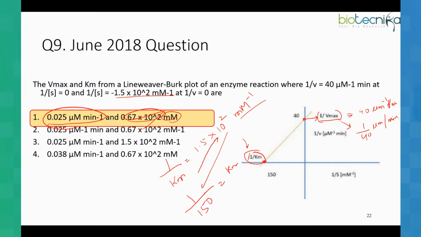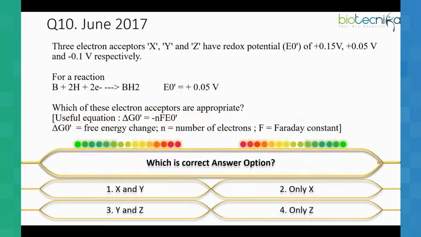Okay. All right. Next question is from June 2017. This is from thermodynamics. Okay. 3 electron acceptors X, Y, and Z. They have redox potential E0 dashed of 0.15 volt, 0.05 volt, and minus 0.1 volt. Okay. So for a reaction B plus 2H plus and 2E minus, it gives you BH2. For this, the E0 dashed will be plus 0.05 volt.